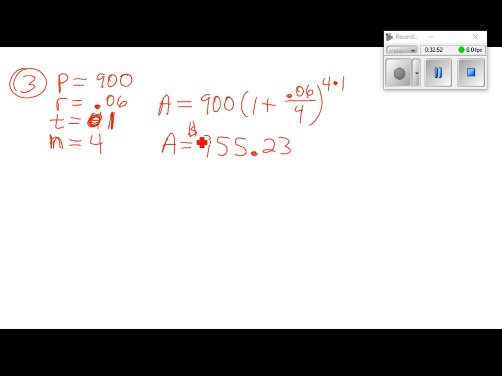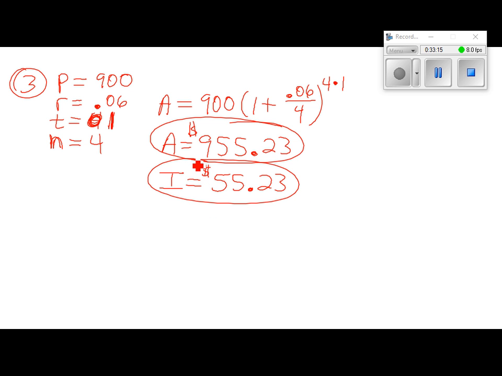Got it. Now, that's the amount that's in the account after a year. How much interest did they earn in that year? $55.23. So the interest be I and the amount be A. Just write those two answers down. Because they're doing it quarterly and we just said we weren't gonna do it that way. We're gonna put I and A.